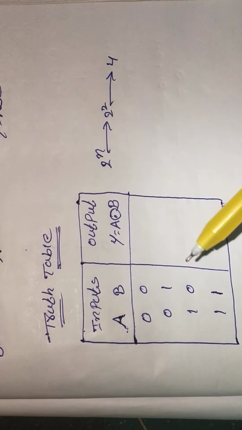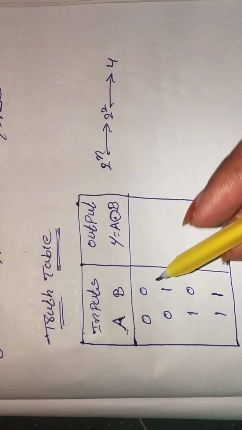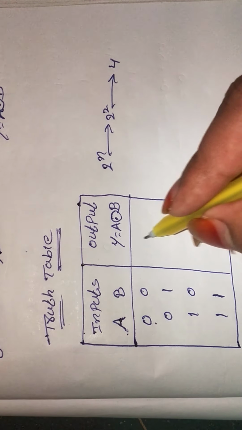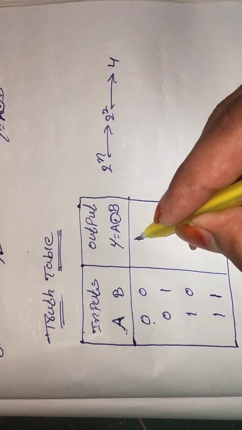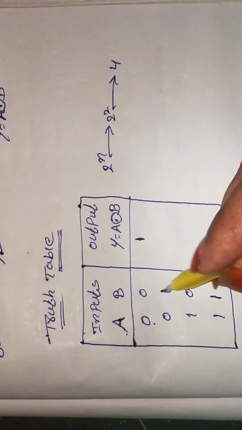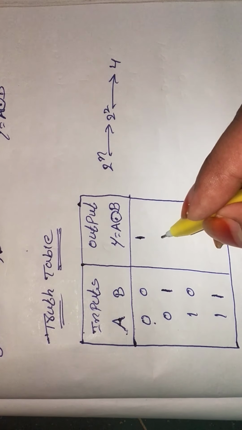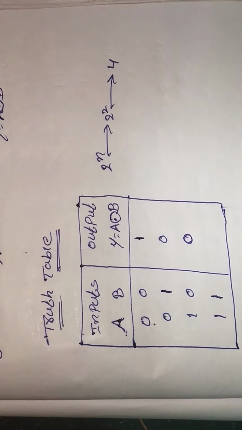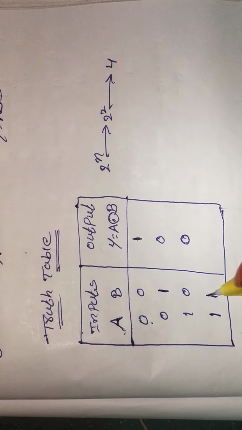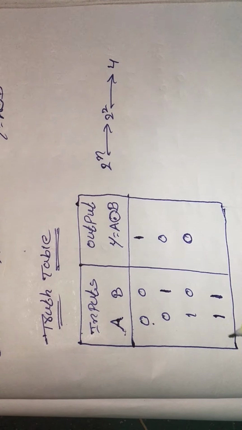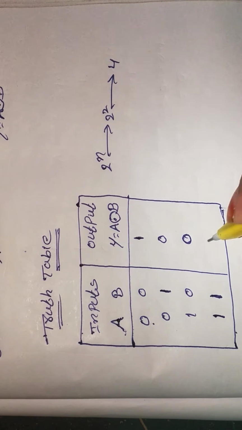The XNOR is the even ones detector. So 0 0 is even, and the output will be 1. 0 1 is odd, so the output will be 0. This is also odd, so the output will be 0. Here two ones are present in the input variables, therefore the output will be 1.